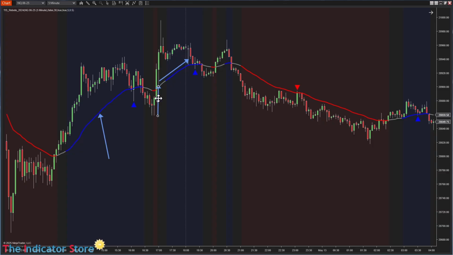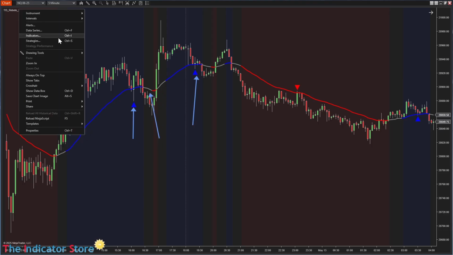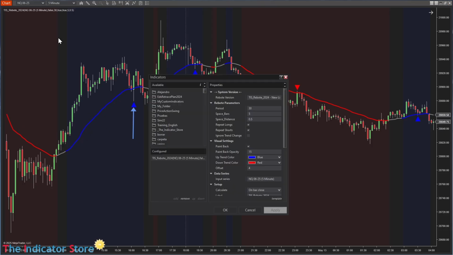Now we have 5 bars over the line, and now we have another long. But in this case, we have one long searching for a short, and one long. What happens if I have two consecutive longs? I will need to remove this short. So let's wait maybe, instead of 5 bars, 7 bars.